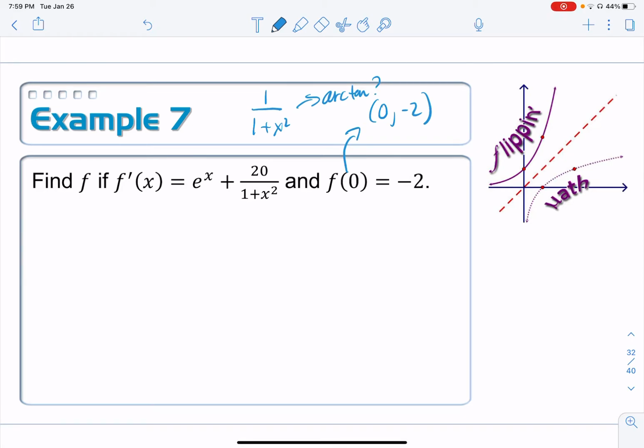It sure is. So let's step by step find the antiderivative, the general one first. So f of x should be equal to the antiderivative of e to the x, which is super sweet. It's just e to the x. All right, ignore the 20 for right now. The antiderivative of 1 over 1 plus x squared should be arctangent, and that 20 is just a constant multiple. It'll come along for the ride. Just cram it right up front: 20 arctangent x. And don't forget that plus c.